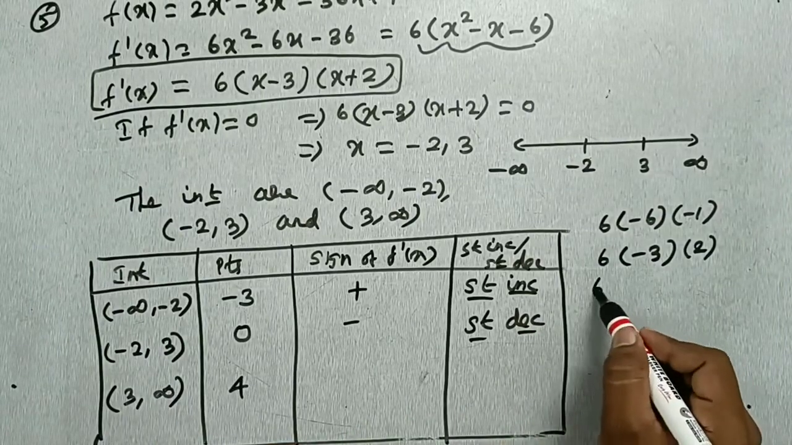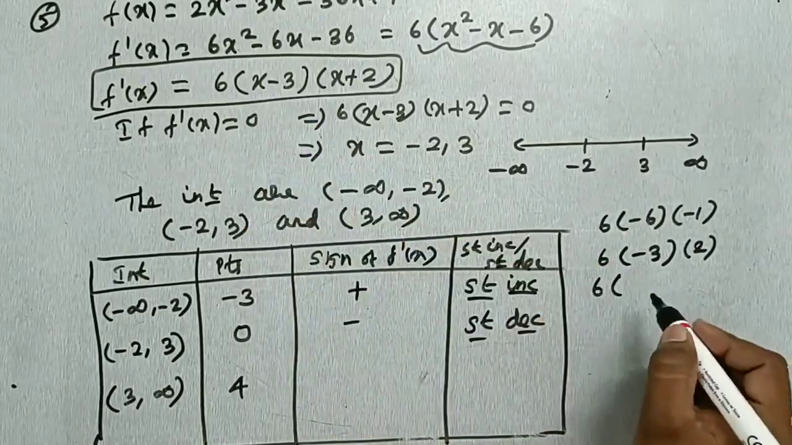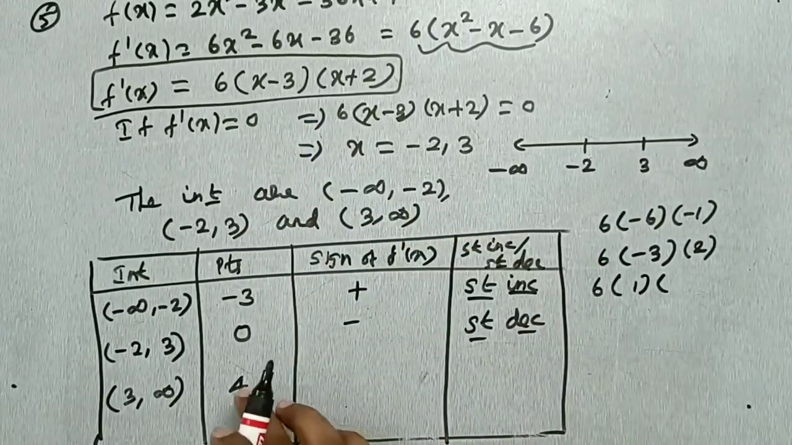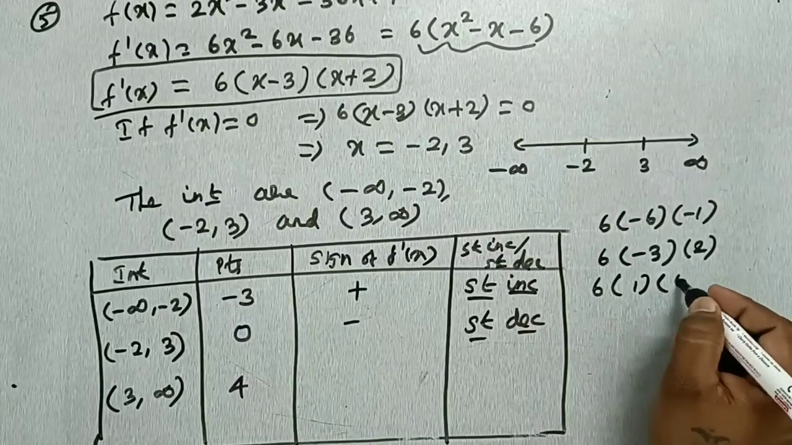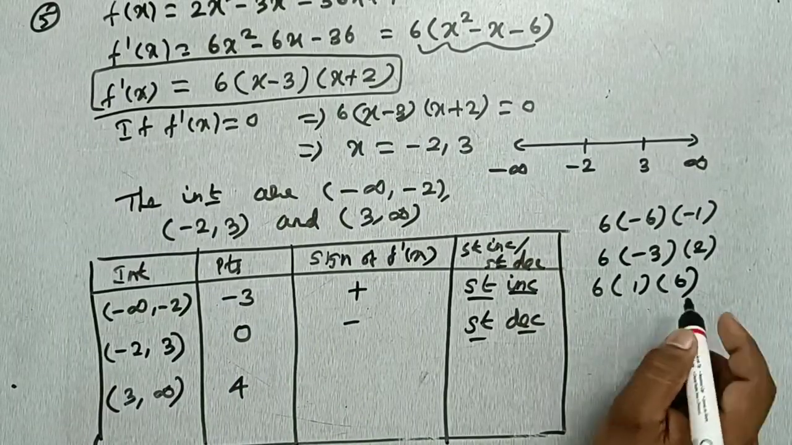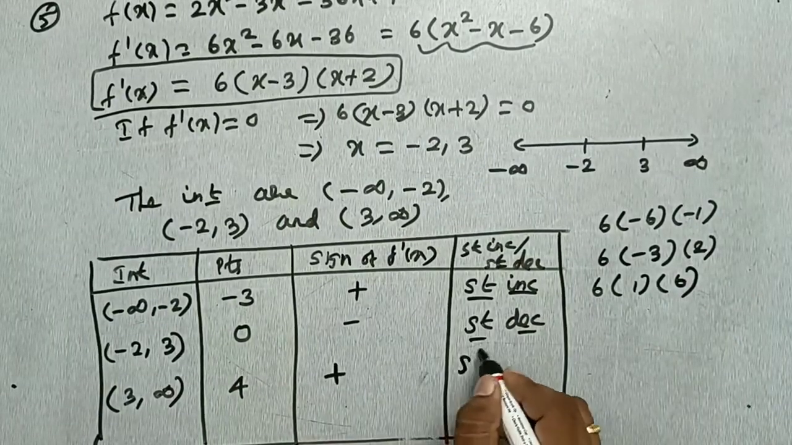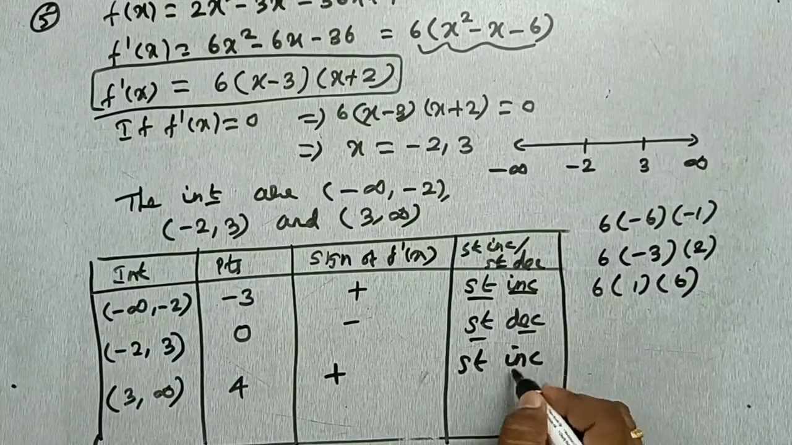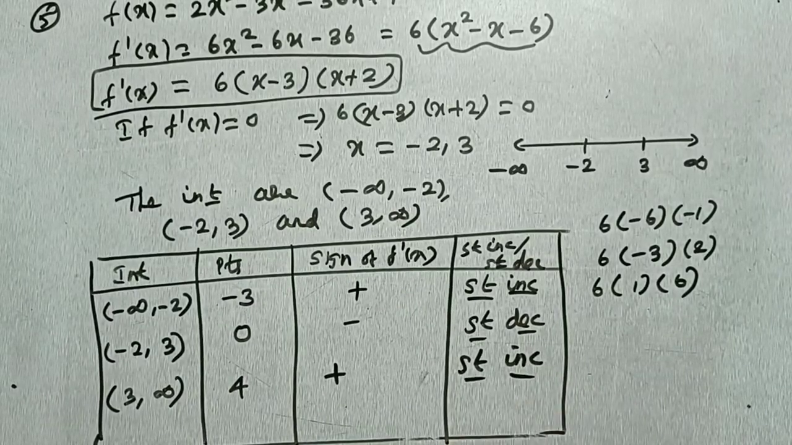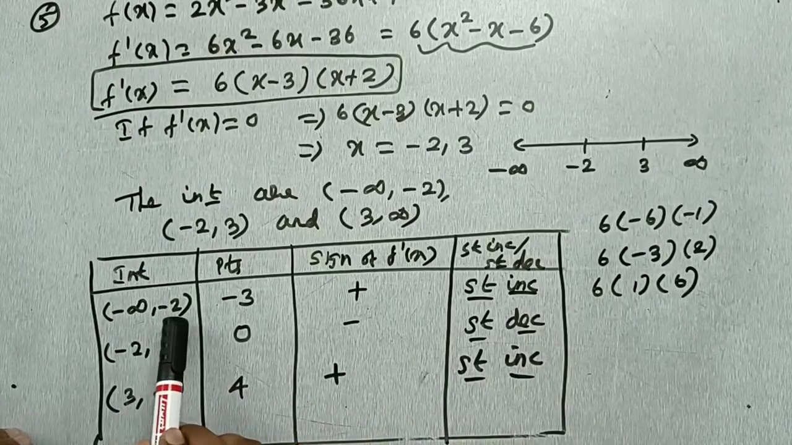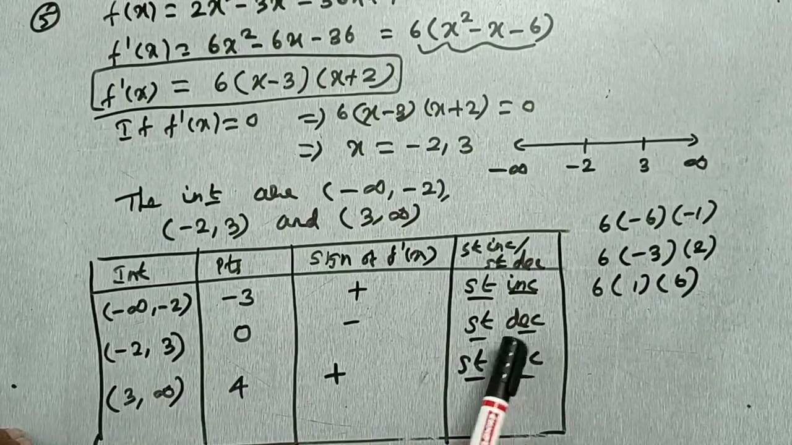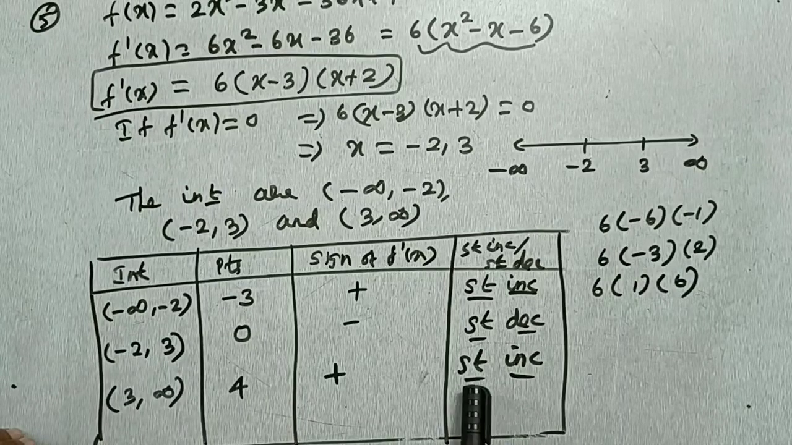Substituting x equal to 4, we get 6 into 1 into 6. So positive into positive into positive, therefore strictly increasing. So we can say that f of x is strictly increasing on minus infinity to minus 2, strictly decreasing on minus 2 to 3, and strictly increasing on 3 to infinity. That is what we have to write finally.